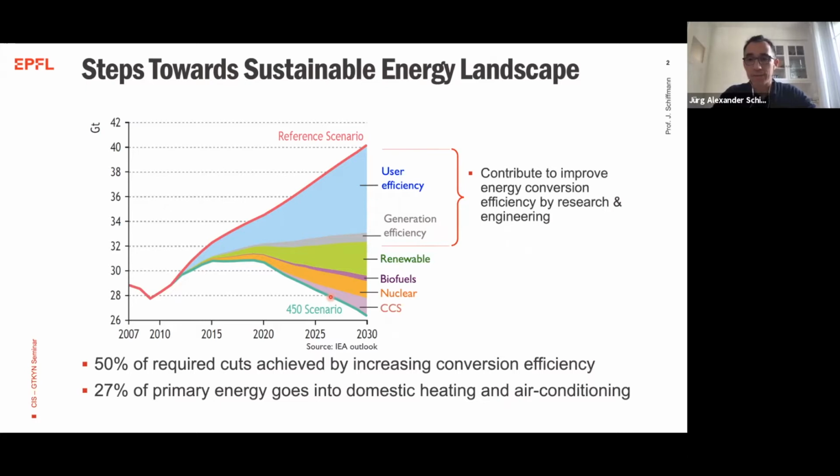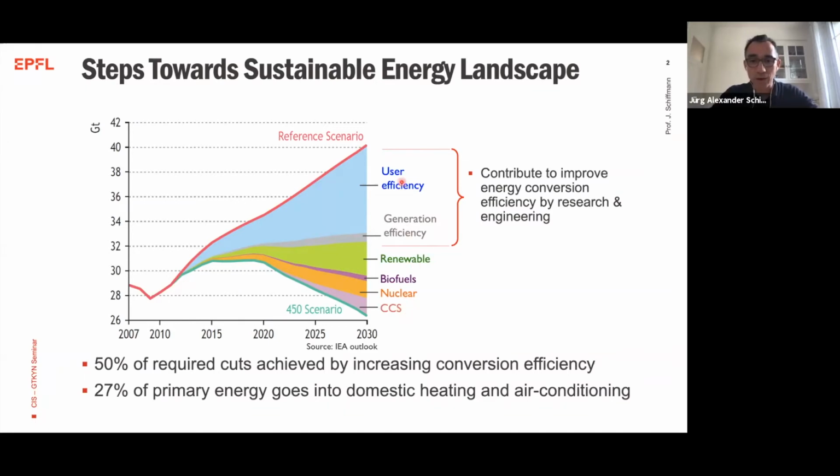Now, what we have to do to reach that scenario is, of course, to increase the share of renewable energy vectors. Biofuels for the transportation and nuclear power plants have a role to play, although we're phasing them out. And of course, carbon capture and sequestration to limit the emissions of CO2.